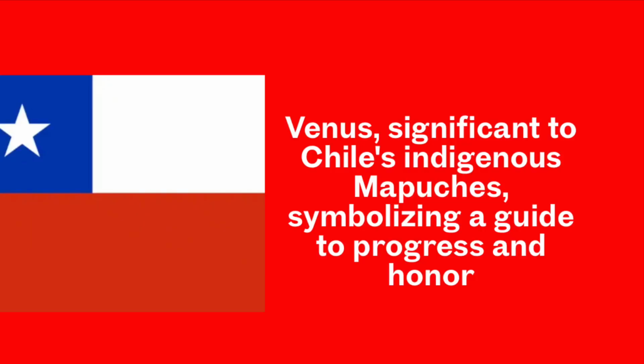Chile. The flag of Chile consists of two equal height horizontal bands of white and red, with a blue square the same height as the white band in the canton, which bears a white 5-pointed star in its center. It has a 3:2 ratio between length and width, and is divided horizontally into two bands of equal height. The star represents Venus, significant to the country's indigenous Mapuches, symbolizing a guide to progress and honor, while other interpretations say it refers to an independent state.